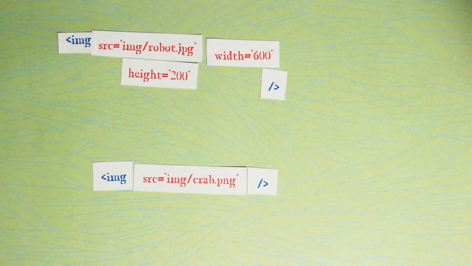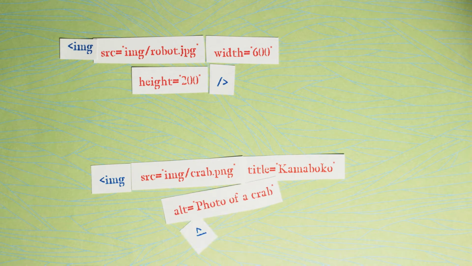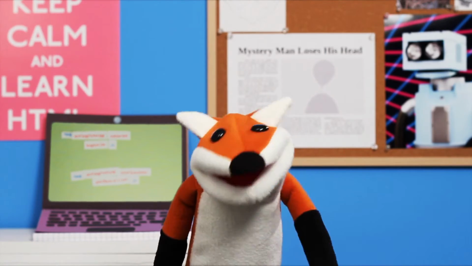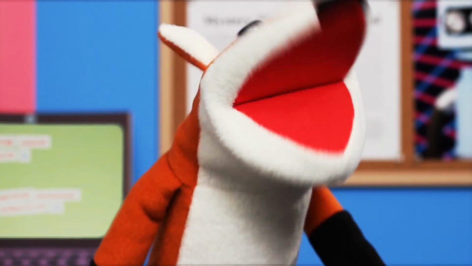I'm going to give this image 2 extra attributes called alt and title. Alt text is useful for blind users because it describes an image that they wouldn't be able to see visually, and the title text will provide a short description to any user that hovers over the image with their mouse.